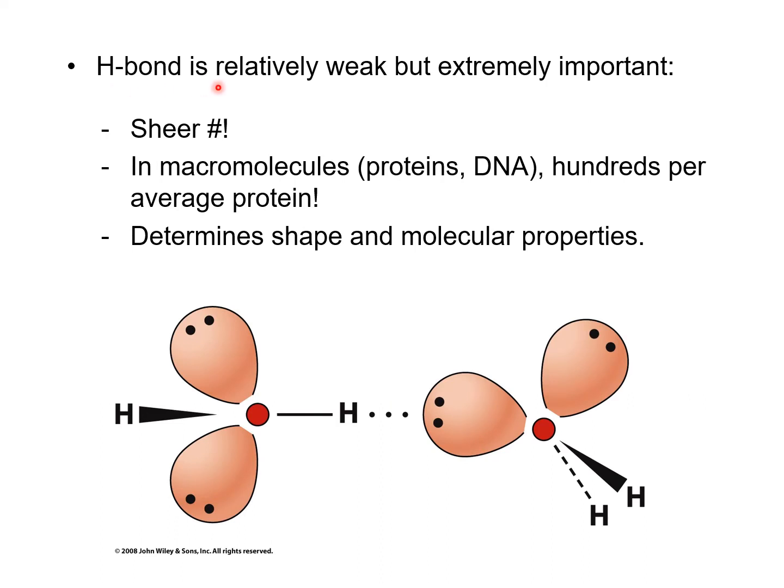Again, hydrogen bond is a relatively weak interaction, but it's extremely important because of its sheer number in the cell. Again, 70% of the human body consists of water, which means there are going to be a lot of hydrogen bonds formed and broken. And in macromolecules such as proteins and DNA, there are hundreds and sometimes thousands of hydrogen bonds in an average protein. Also, hydrogen bonds determine the shapes and the molecular properties of macromolecules, again such as proteins and DNA.